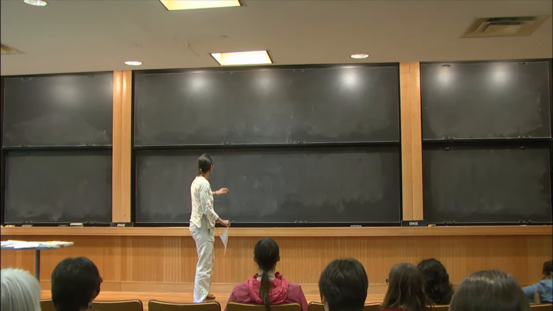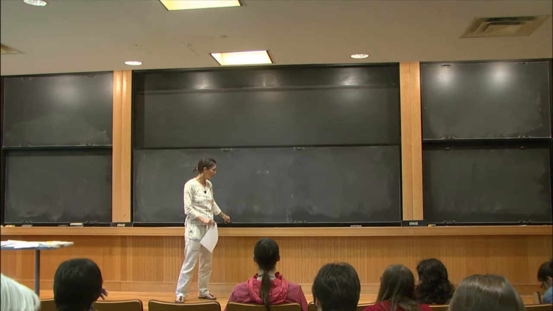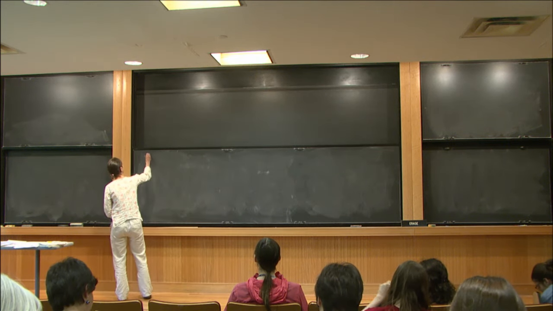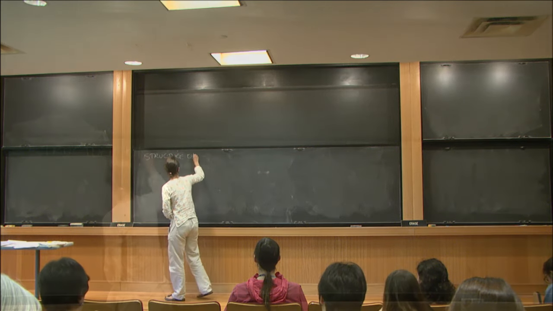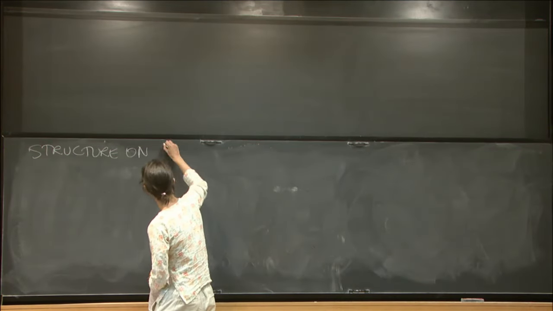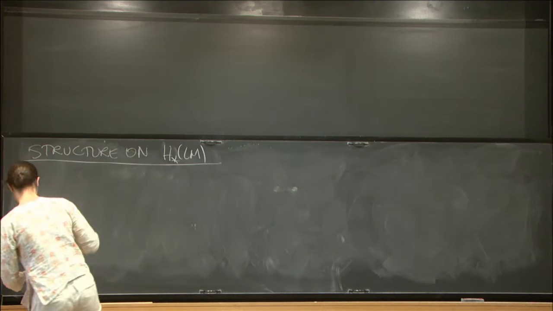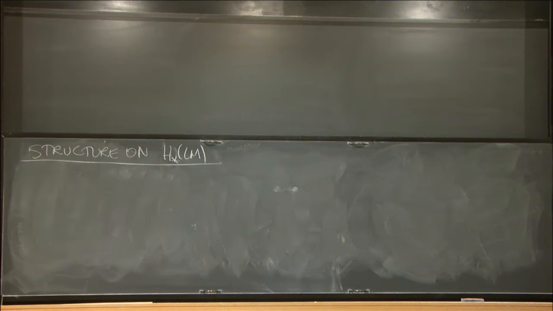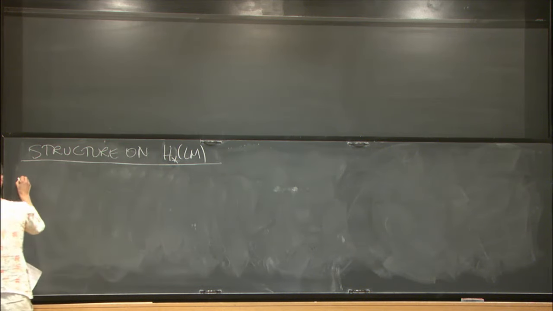So I promised at the beginning I would tell you about some structure on the loop space, or maybe just on the homology of the loop space. That's at least what I'll do. When we started by talking about structures, I said the first thing you have on the loop space is an S1 action.